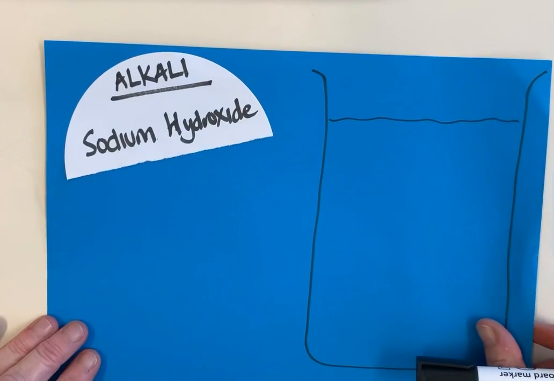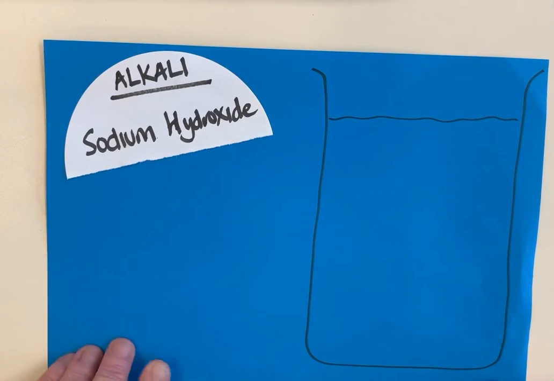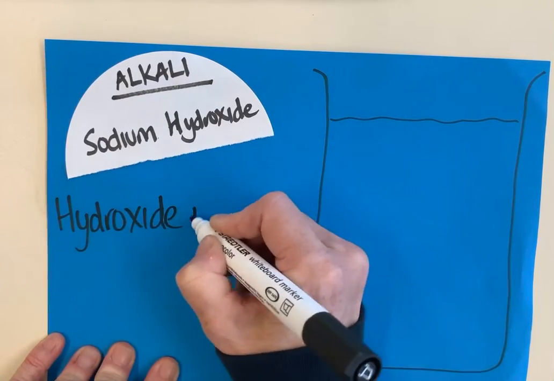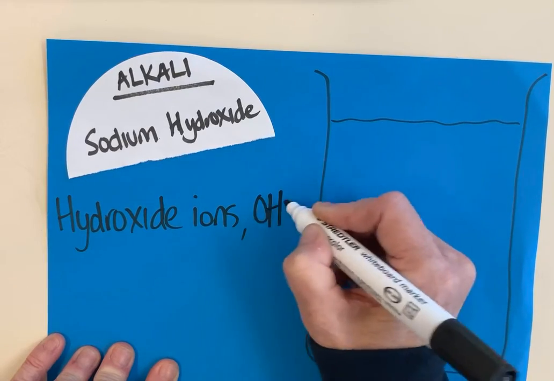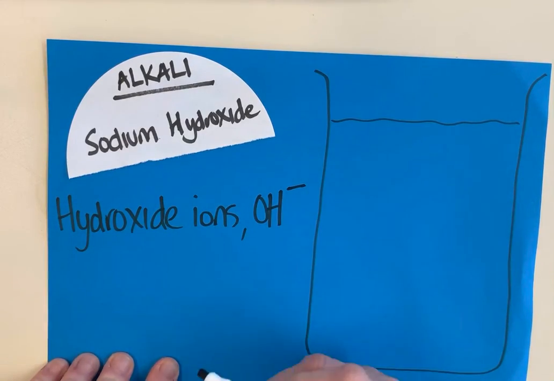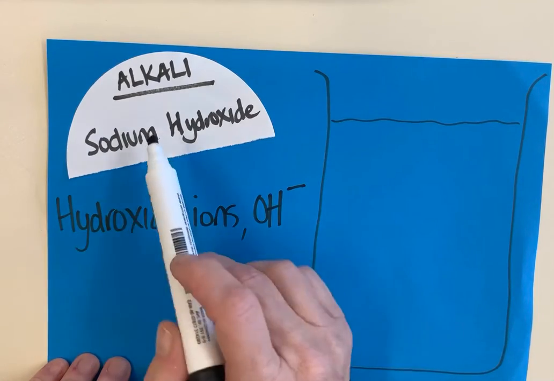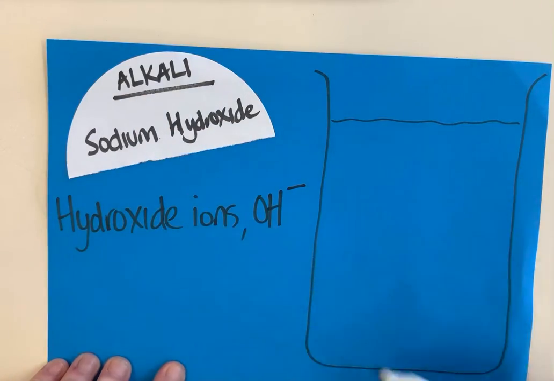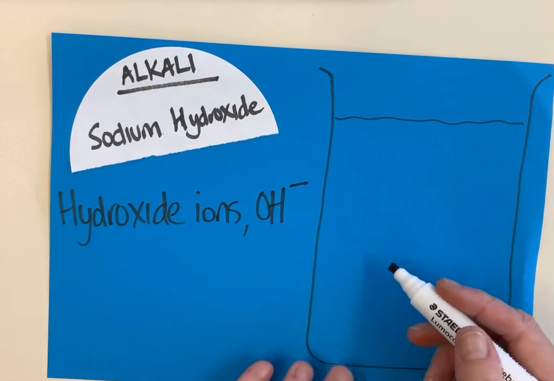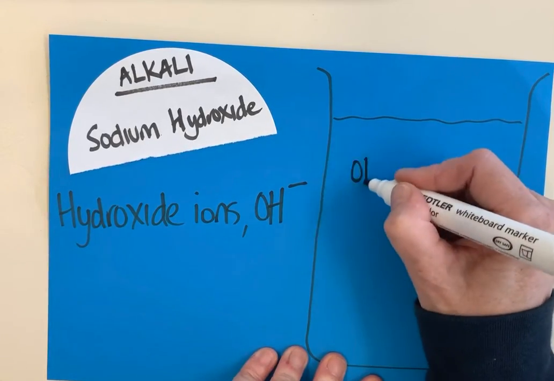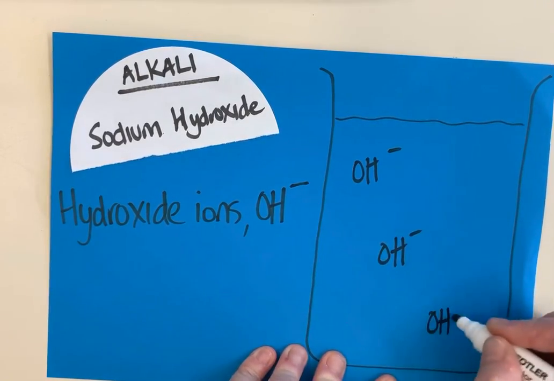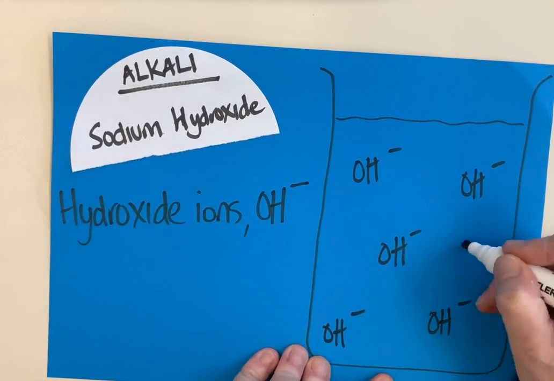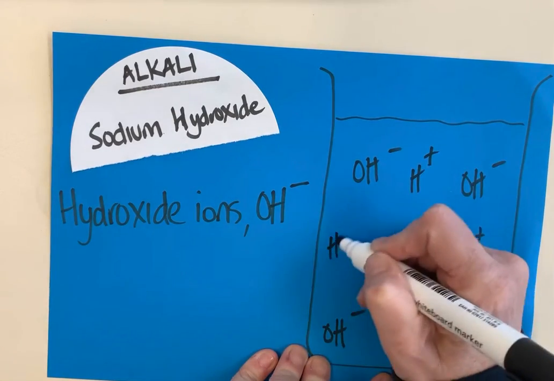So if we look at an alkali, alkalis all have hydroxide ions in. You've come across that before, OH minus. That's what makes something an alkali. Now remember the difference between a base and an alkali is that an alkali is dissolved in lots of water. So again, I've got my beaker of water here, and I'm going to draw some hydroxide ions in there. Because it's an alkali, I've got blue paper this time. And there'll be a few hydrogen ions.